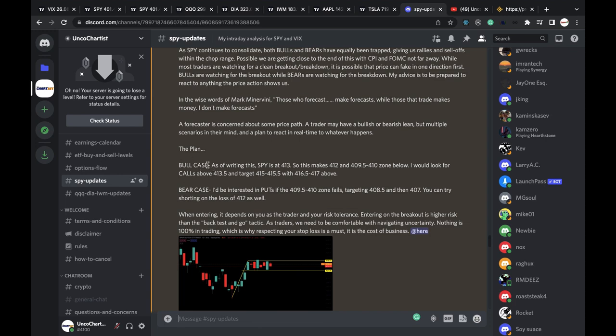And well, the bull case didn't really come into play. It was pretty much the bear case all day, although the morning was pretty choppy. But I wrote here I'd be interested in puts, or I'm recommending puts, if the 409.5 to 410 zone fails. I had a support zone there targeting 408.5, then 407. That 407 was the support line of the flag pattern.